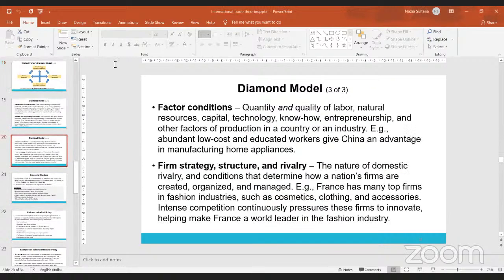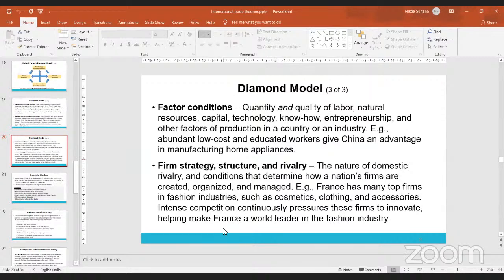The first one, factor conditions. Factor conditions talk about all the factors of production that you have: labor, capital, machine, material, technology, capabilities of people, efficiencies, all factors of production in a country. So you would say India and China have the factor of very low cost and educated workers, which gives these countries an advantage over other countries in whatever activity they do. So that is the factor conditions.